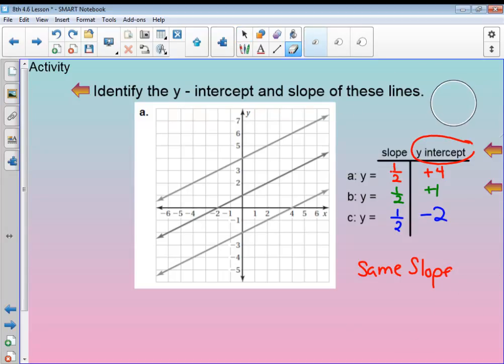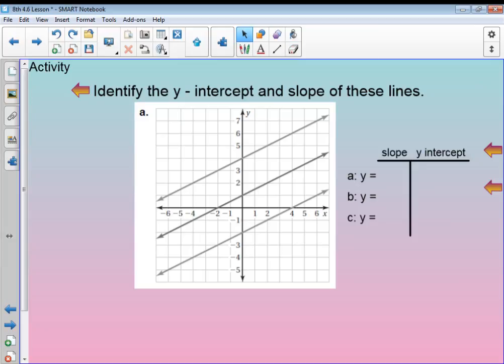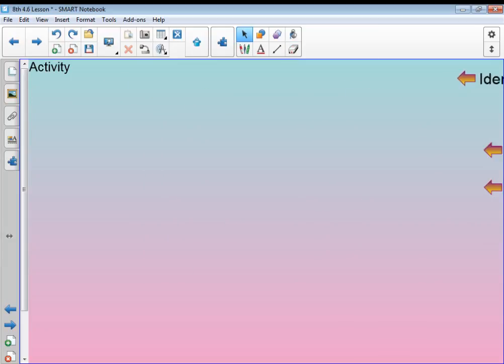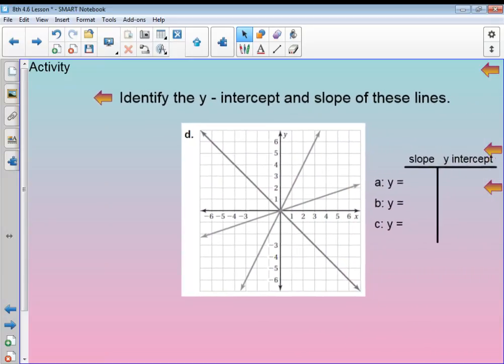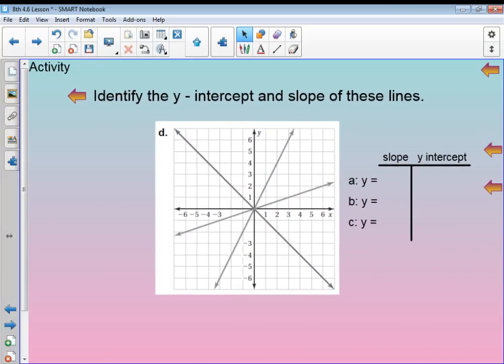Okay, so we're going to go ahead and try another one. This time, instead of having parallel lines, we're going to work with some intersecting lines. And I believe this matches your letter D in your practice journal. I'm not 100% sure. It's either C or D.